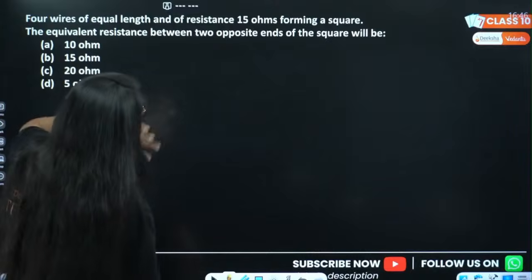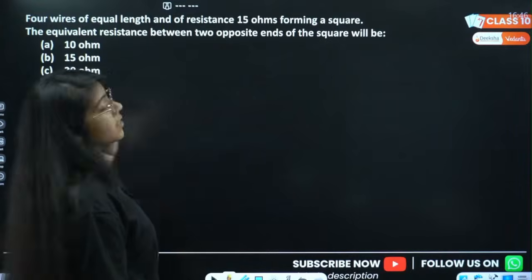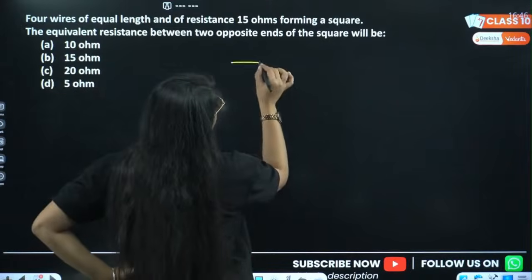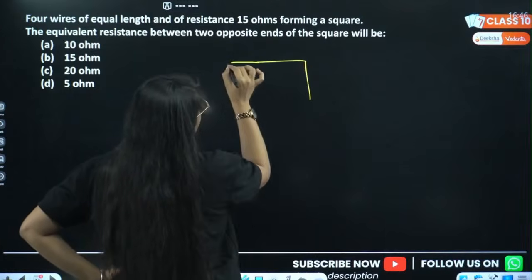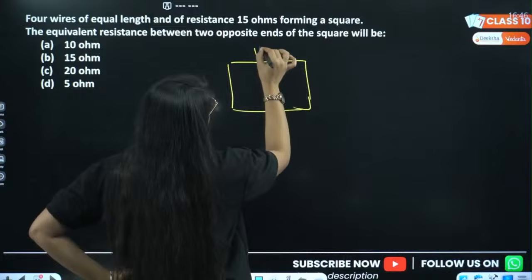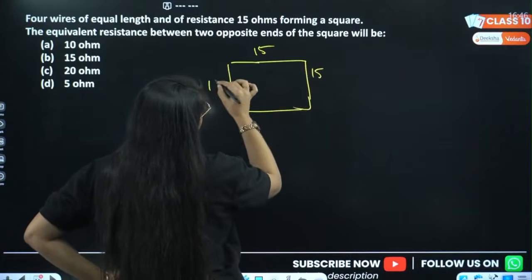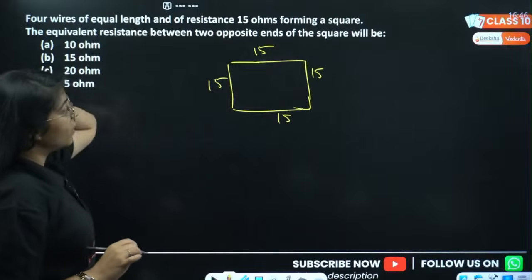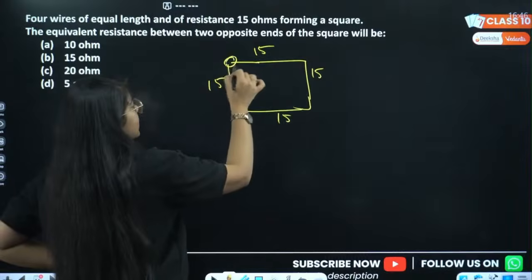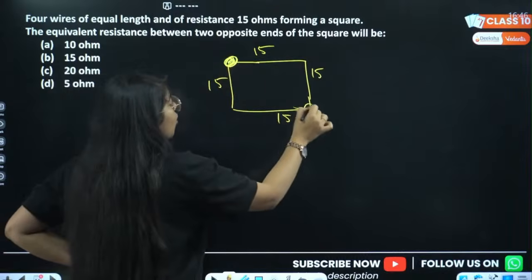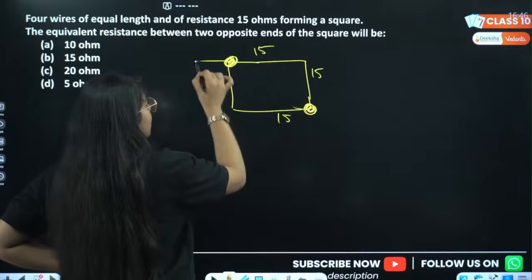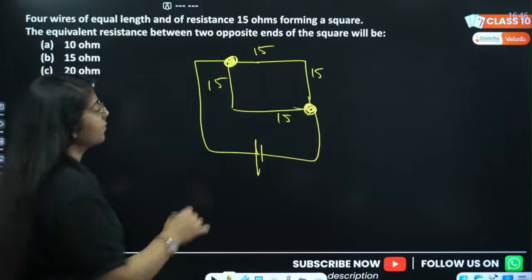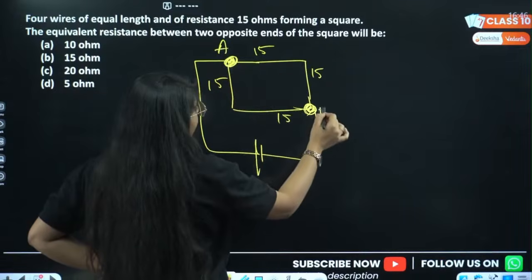So we have 4 wires of equal length and resistance 15 ohms. That means we kind of have 4 resistances, right? They are forming a square and each one has a resistance of 15 ohm. Now the equivalent resistance between two opposite ends of the square, let's say these two opposite ends, we have to find the resistance between them, that is A and B.